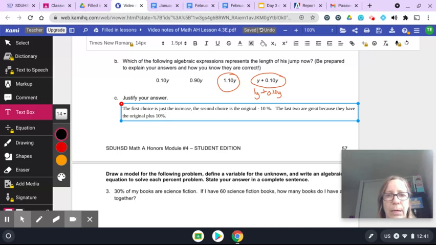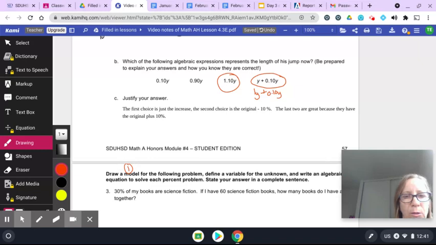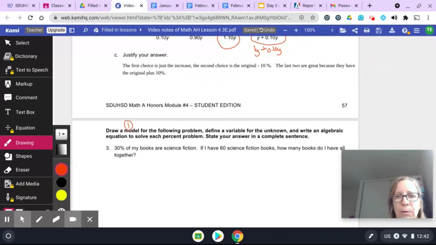So we're kind of trying to grow from the model. That's what we're comfortable with for Module 1. We're trying to build that into an equation, and eventually we're going to let go of the model, but not yet. Draw a model. So first I'm going to draw a model. I'm going back to what I knew in Module 1. Then I'm going to define the variable and write an algebraic equation.